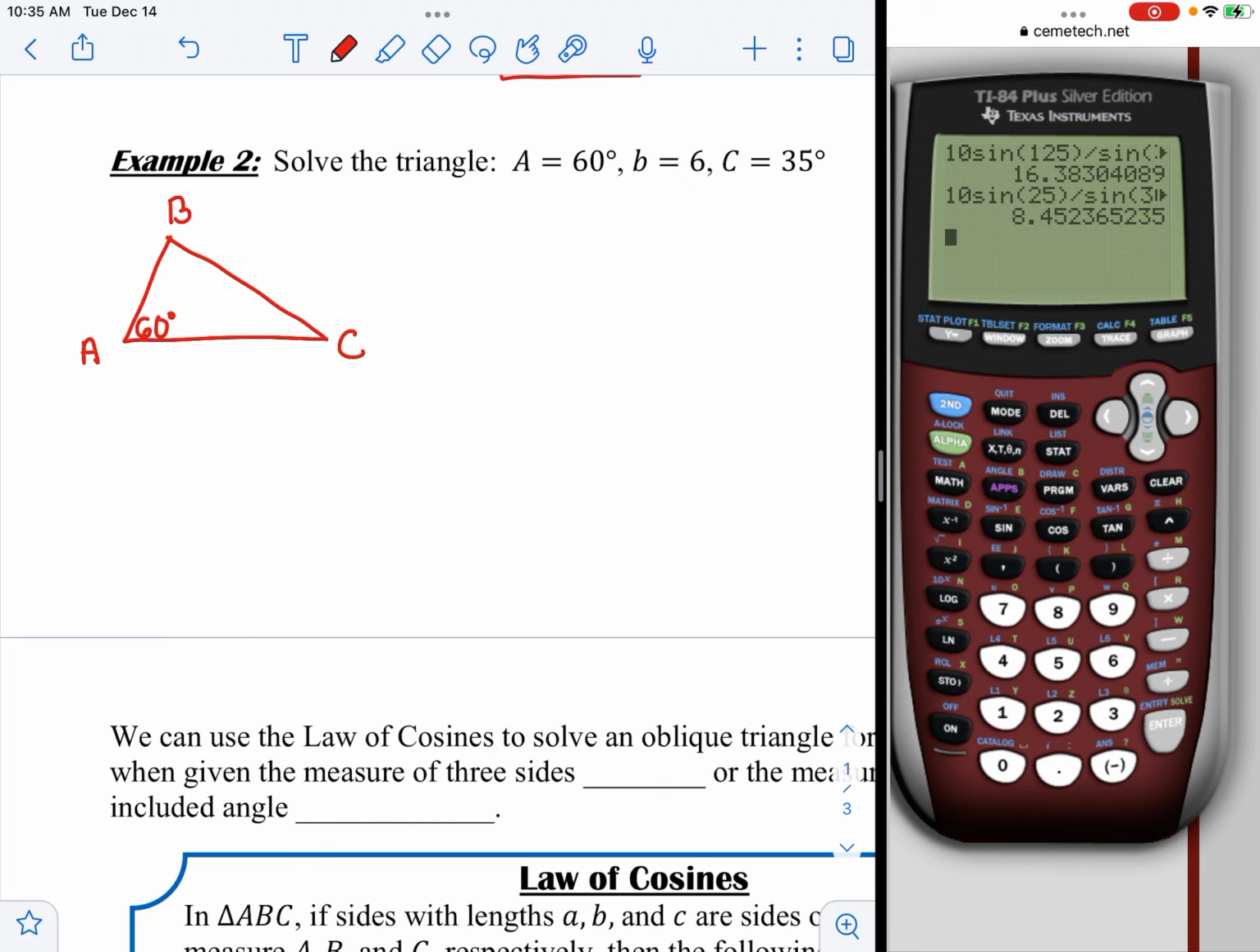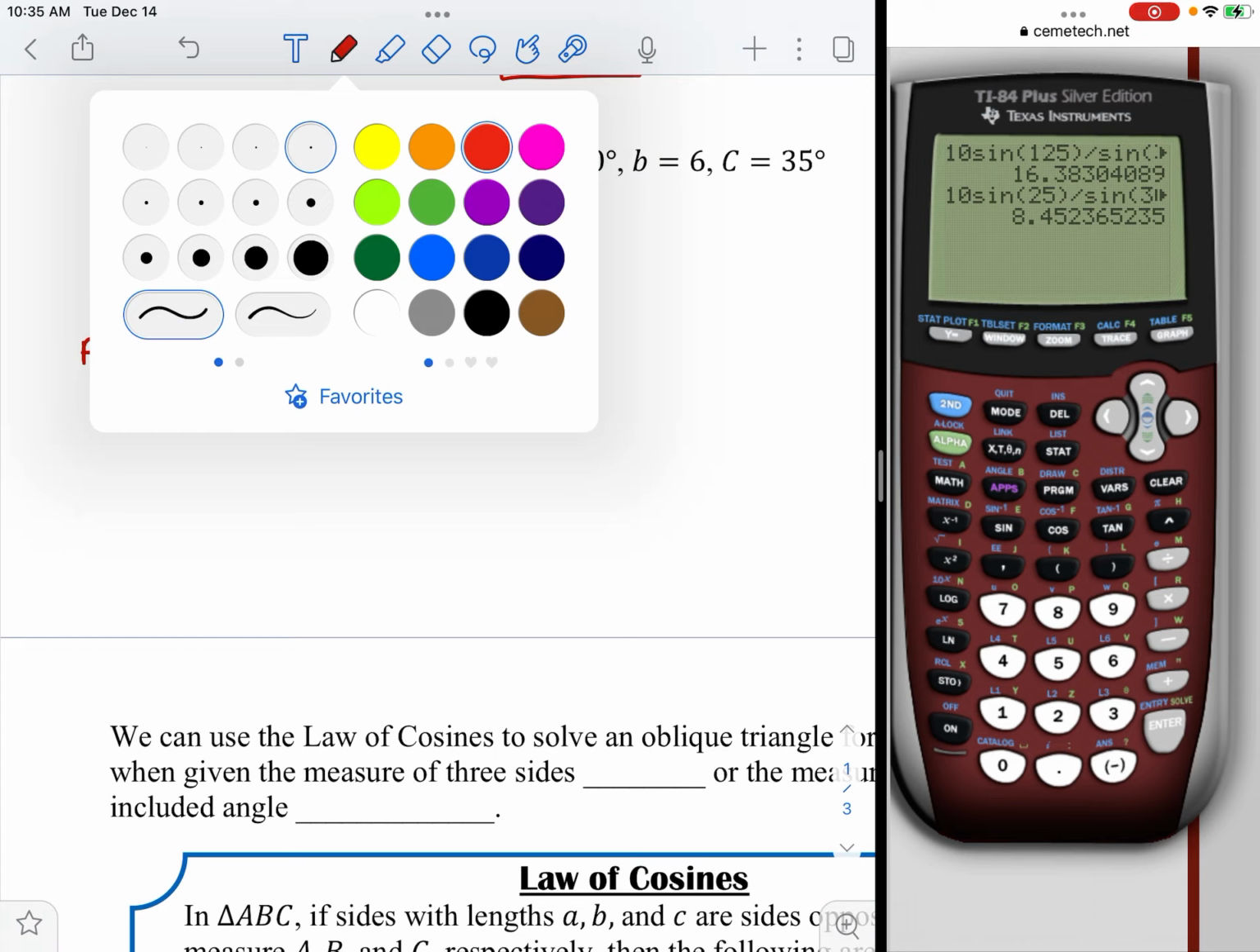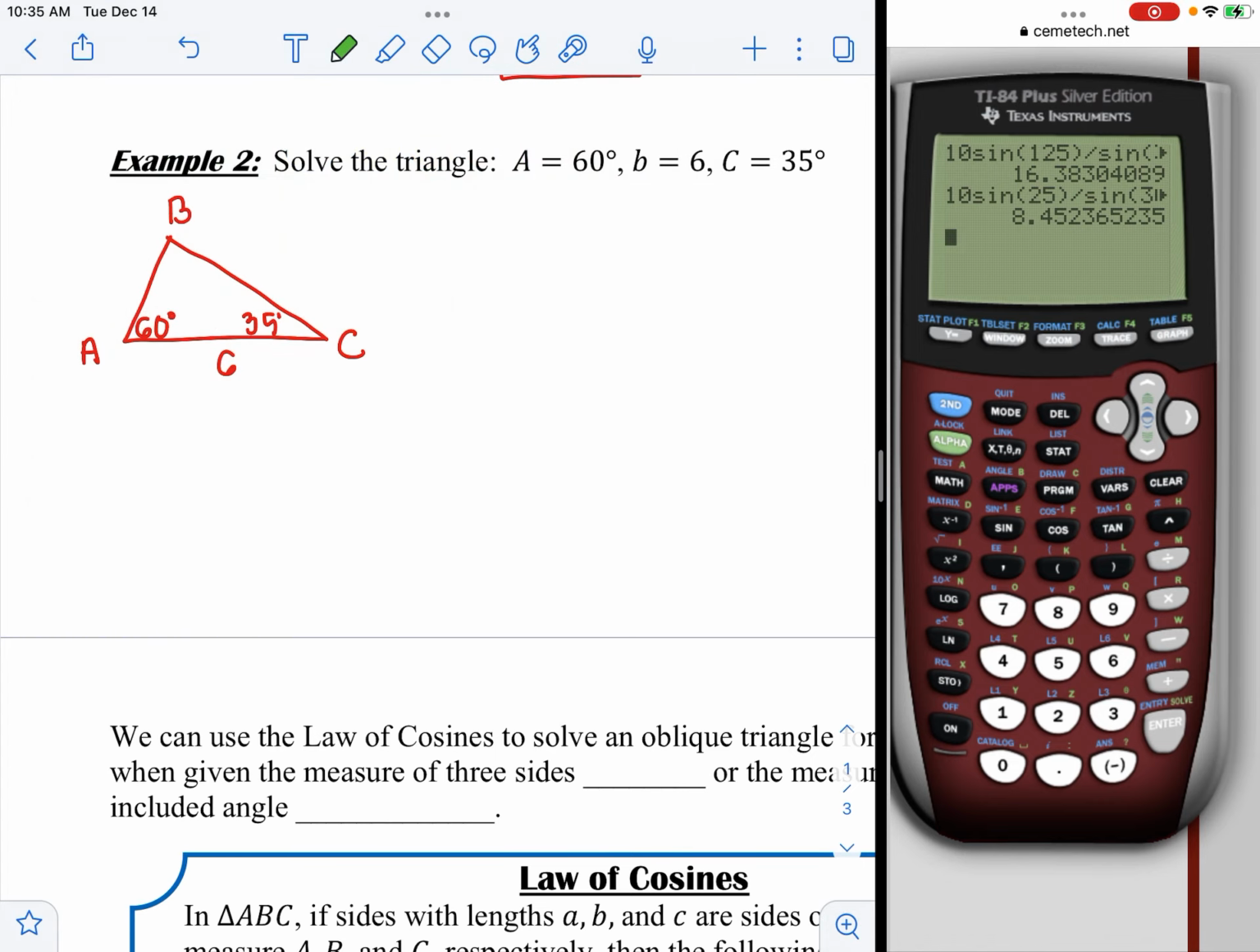Side B, which is opposite of angle B, is 6. Angle C is 35 degrees. All right, so first off, let's establish that we can use the law of sines. If you look, you have an angle, a side, and an angle. Angle, side, angle tells me that I can use the law of sines.